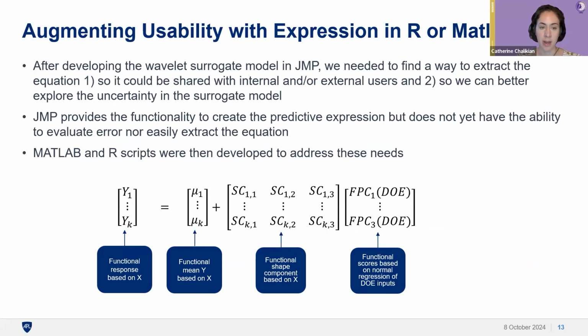After developing the surrogate model, we wanted to extract the equation, one, so we could share it with our engineers and other internal users, but also potentially share it to external users. And then secondly, we wanted to be able to explore the uncertainty in that surrogate model. JMP is great in developing the model. It provides that functionality to create the predictive expression, but does not yet have the ability to evaluate the error or easily export the expression. So each component of the predictive expression was extracted, and we added some code to create both MATLAB and R scripts to address these needs.